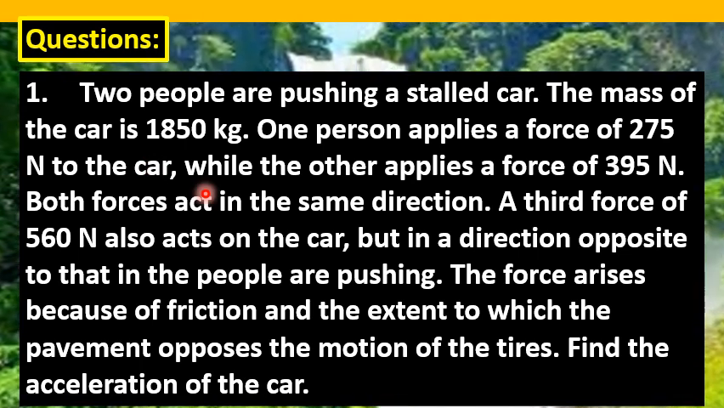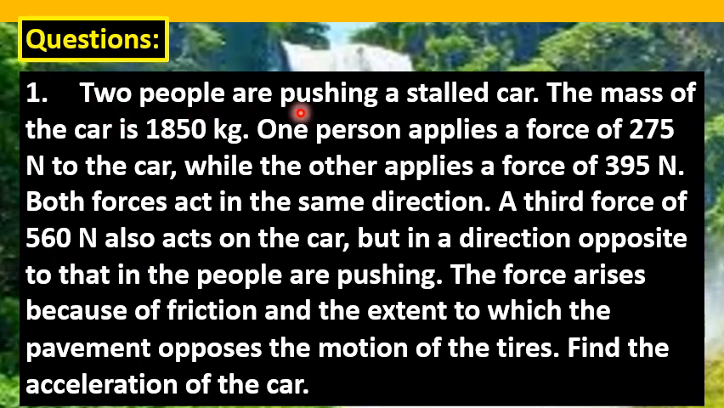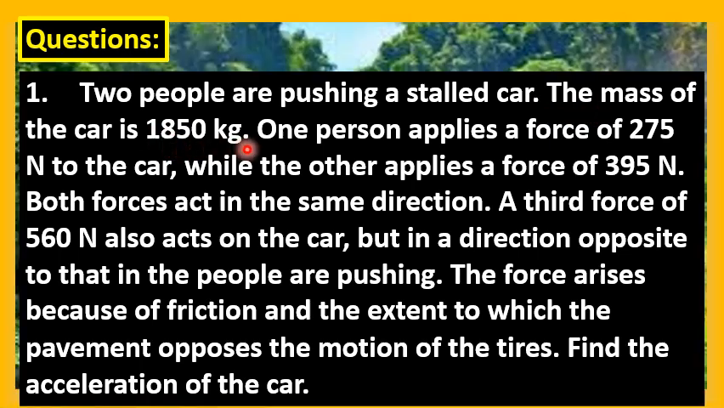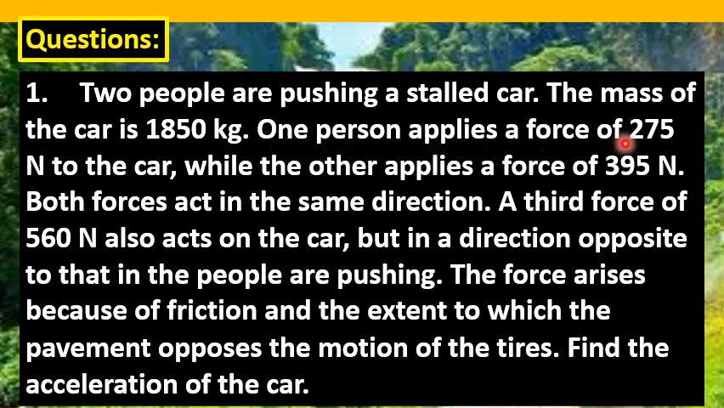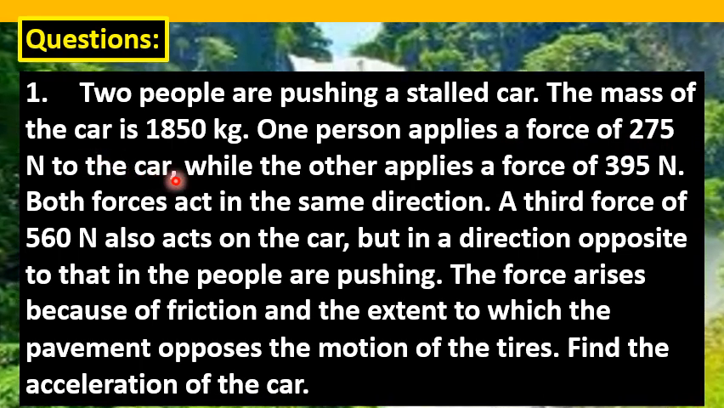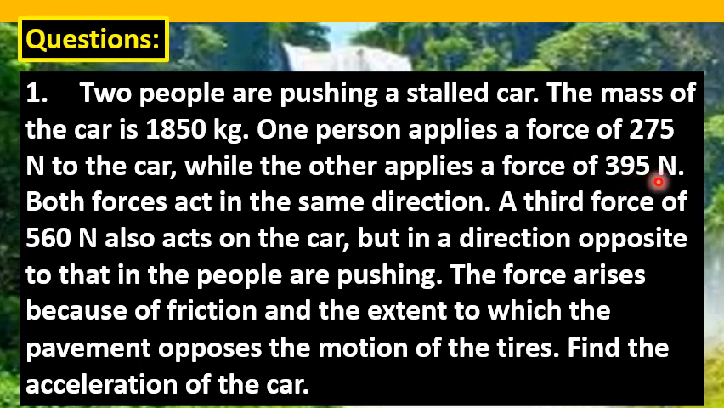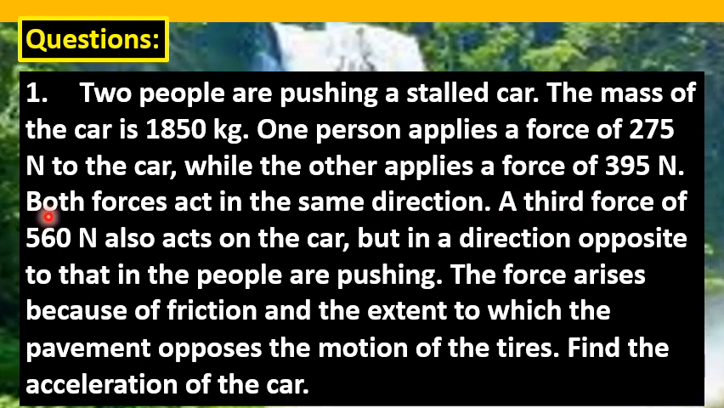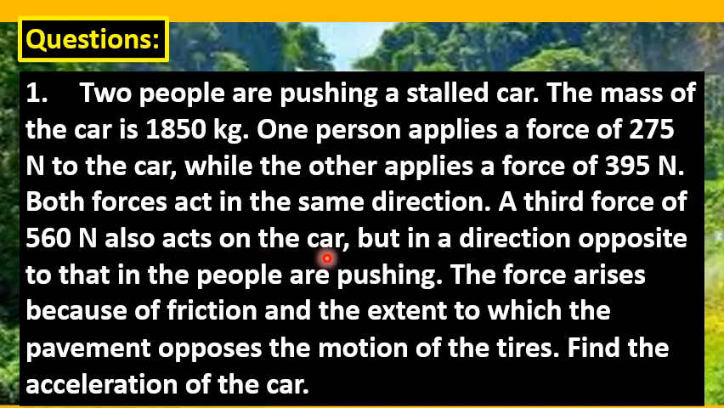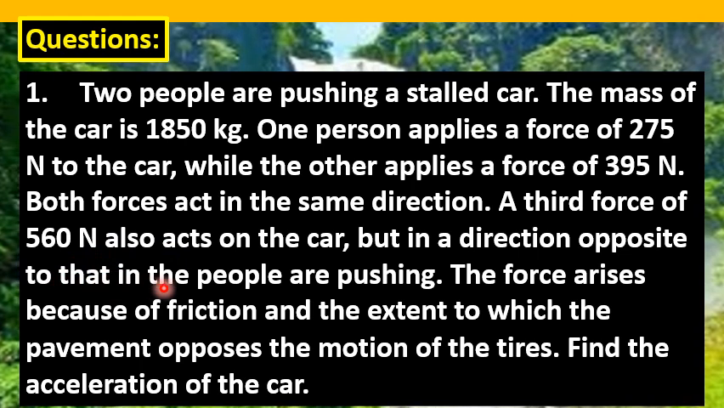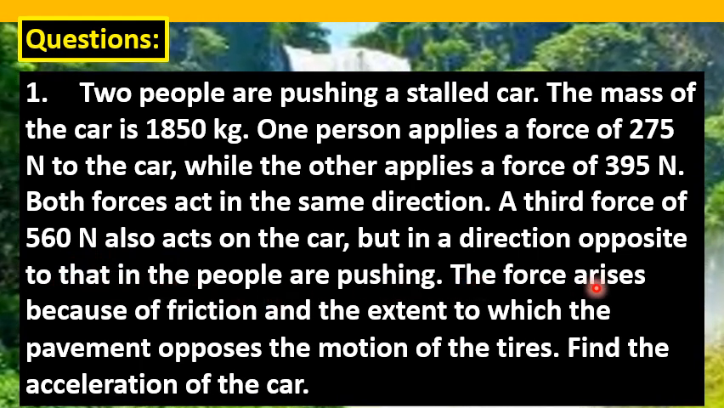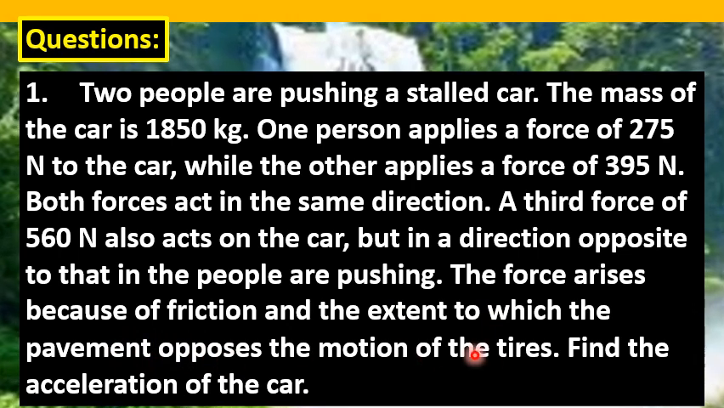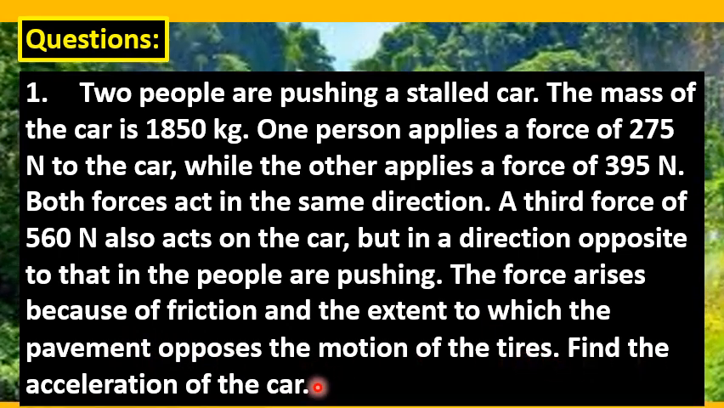Here are the questions. Number 1. Two people are pushing a stalled car. The mass of the car is 1,850 kilograms. One person applies a force of 275 newtons to the car, while the other applies a force of 395 newtons. Both forces act in the same direction. A third force of 560 newtons also acts on the car, but in a direction opposite to that in which the people are pushing. The force arises because of friction and the extent to which the pavement opposes the motion of the tires. Find the acceleration of the car.